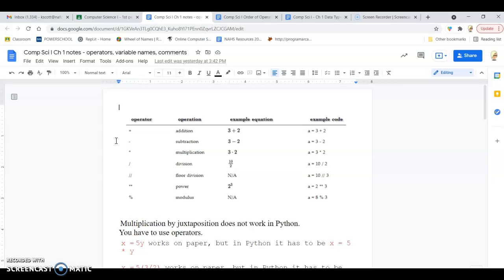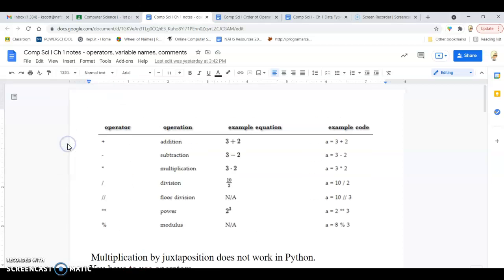It goes over operators, variable names, and comments. And this is for Python, which is the programming language we're learning. And then I'll show you how to get started on a Python assignment. This is just a short assignment that goes along with what we're talking about here.